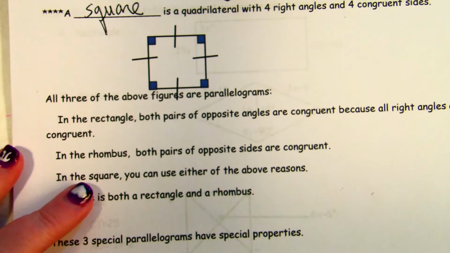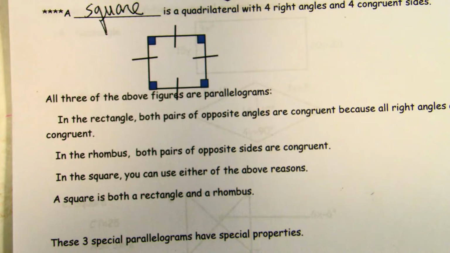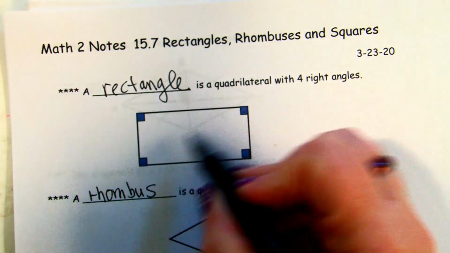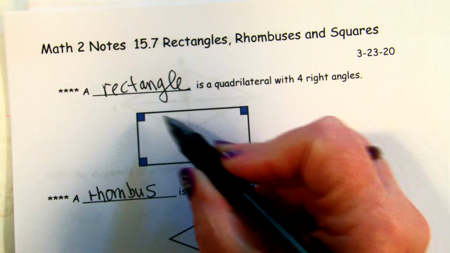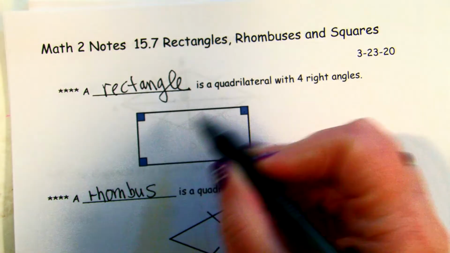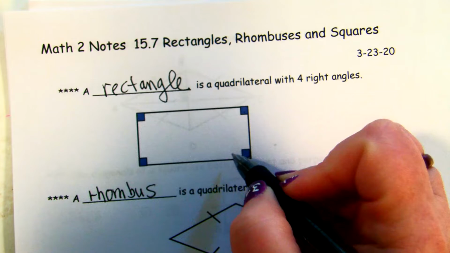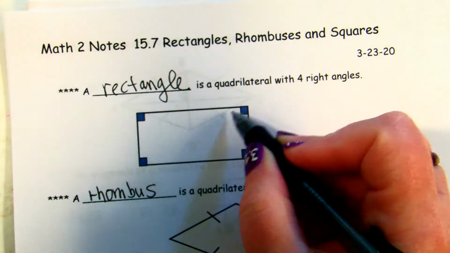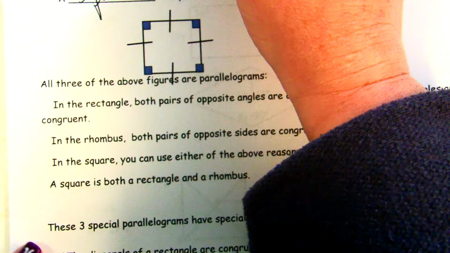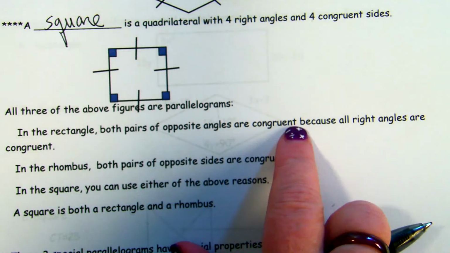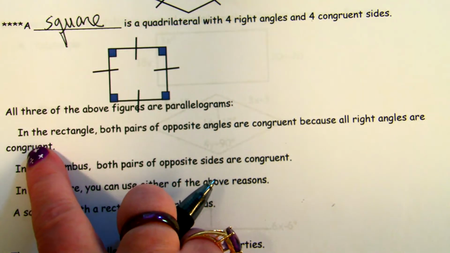It says all three of the above figures are parallelograms. So if we look at the rectangle, are both pairs of opposite angles congruent? Aren't all right angles congruent? 90 and 90 and 90 and 90. So this would be a parallelogram because both pairs of opposite angles are congruent. That was one of the properties. In the rectangle, both pairs of opposite angles are congruent because all right angles are congruent.